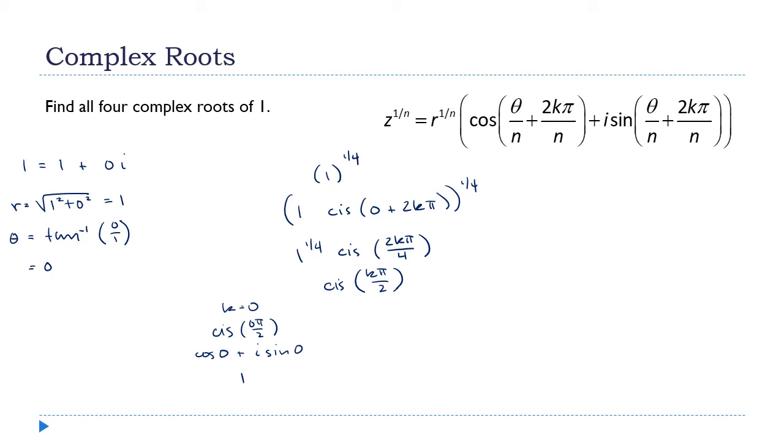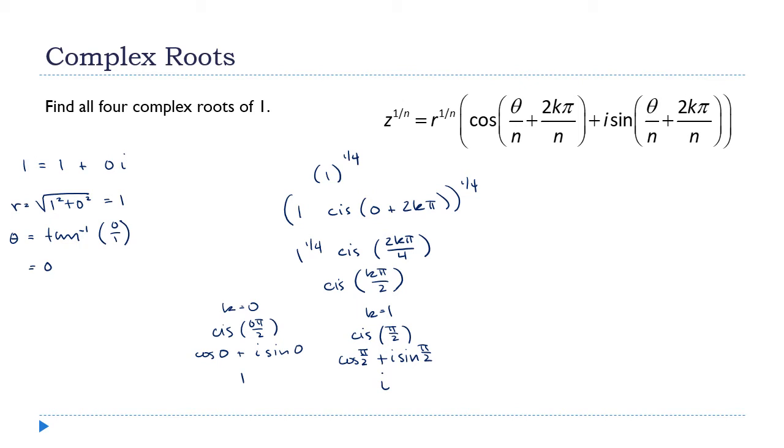Now let's keep going. Let k equal 1. And we get cis of pi divided by 2. So that's cosine pi over 2 plus i sine pi over 2. Cosine pi over 2 is 0. Sine of pi over 2 is 1. So that's just i. Okay, check that real quick. Is i to the 4th actually 1? Well, yeah, it is. Excellent. That works. All right, now let's try another one.